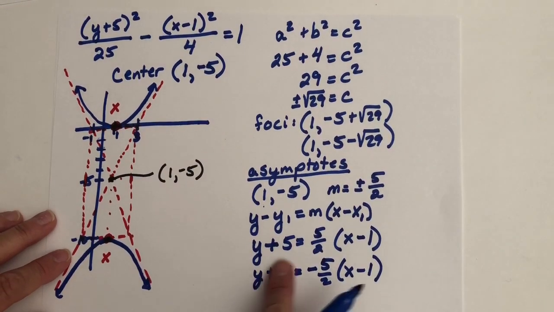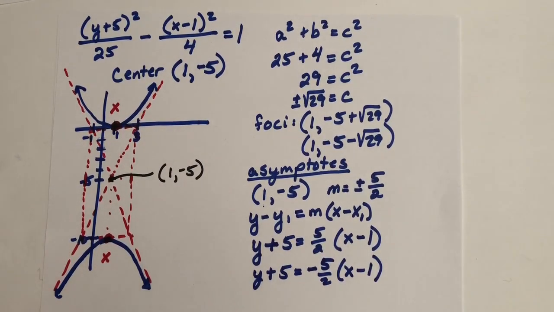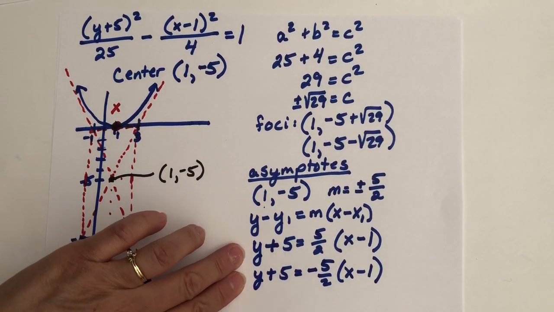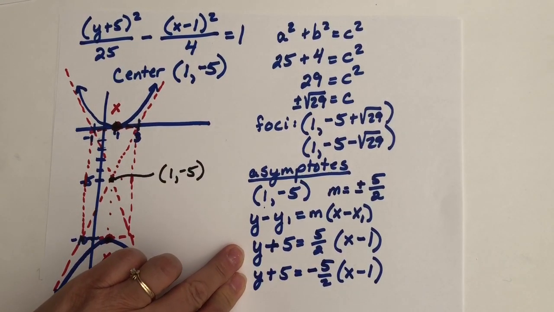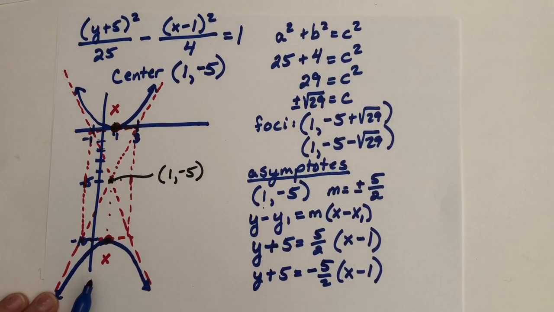Now those are in point-slope form. If you needed to put them in slope-intercept form, no problem. You could distribute and manipulate the equation. But often this is far enough. It just depends on what you're going to do with those equations. So we have done it. We have our graph, we have our foci, and we have our asymptotes.